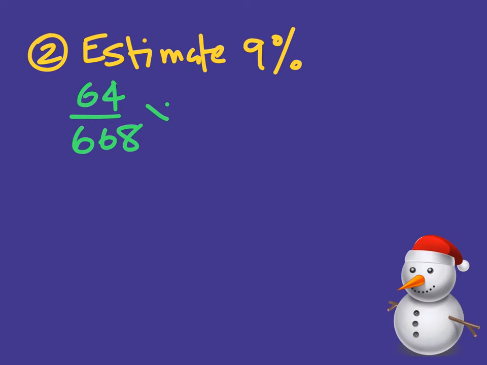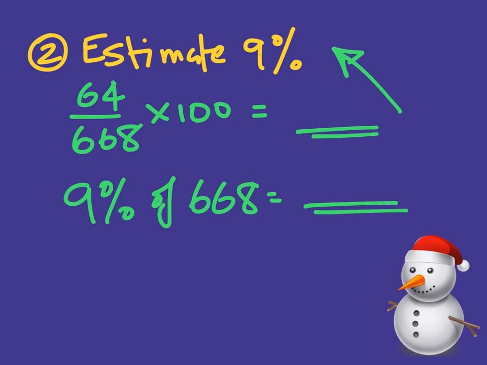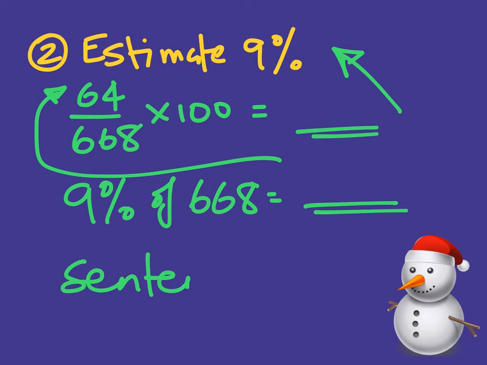So divide that on your calculator times 100. Okay, and get your answer, and then compare it to this one up here. Or you could say if 9% is supposed to be coffee, then what is 9% of 668? Because that's the number of beans that you'd expect to be coffee. And then once you've got that number, this time we're going to compare it against the 64. Remember, we're looking for a wee sentence in your answer to explain it.